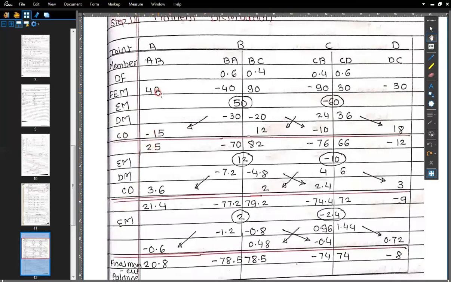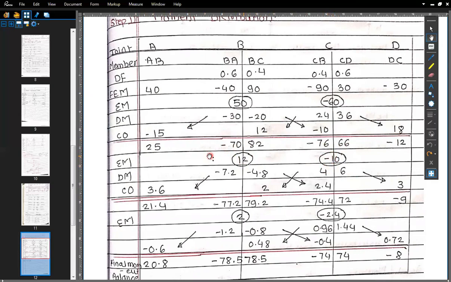So plus 40 minus 15 is 25, minus 40 minus 30 is minus 70, then 90 minus 20 plus 12, that is 82. We are doing the arithmetic sum here. According to that we have calculated these moments. Again, these moments are not balanced, so 12 kilonewton meter is the unbalanced moment, and for joint C, there is a minus 10 kilonewton meter unbalanced moment.